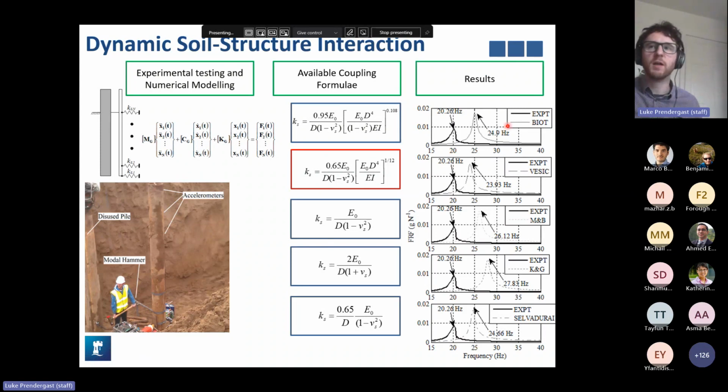So what this graph shows are the 5 different predictions against the experimental data. So the experimental frequency is 20.26 hertz. That's in heavy black in each line. And the other curve is the numerical prediction in each of these cases.